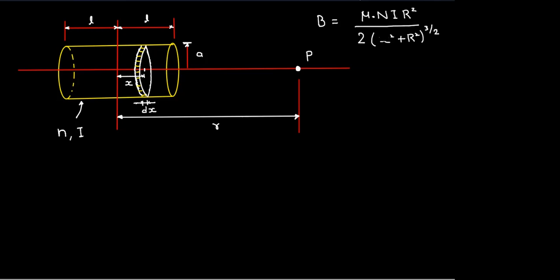You can call it y because you may confuse x from here to there. Now tell me, what is the magnetic field due to this thin ring? dB is what? Write down first, all of you write down, and then you can tell. Once you're done, let me know.